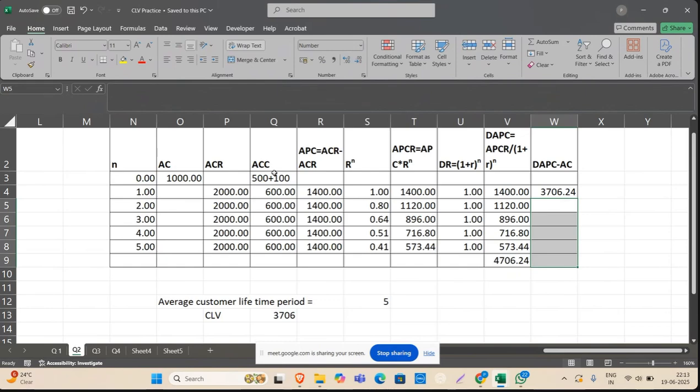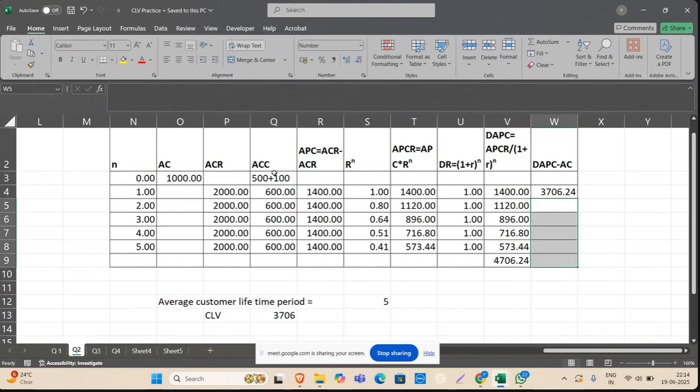Can you calculate retention rate actually? I am confused about this. Retention rate, I will come to that, I have not explained retention rate yet. Okay. So ACR is 2000, right? 2000 minus the ACC 600, you will get 1400. So that is your APC.